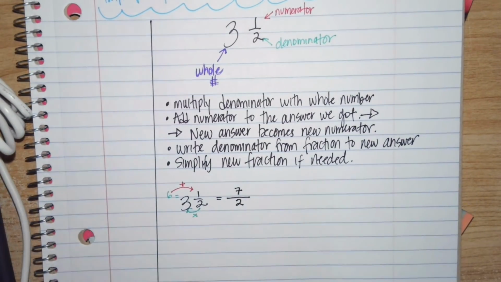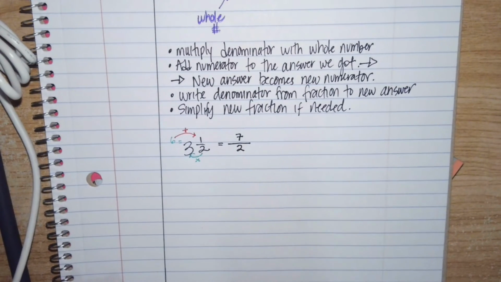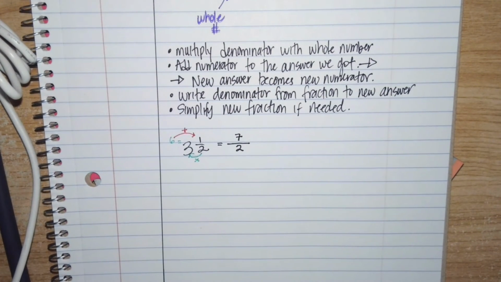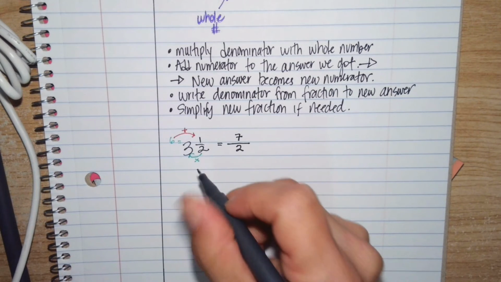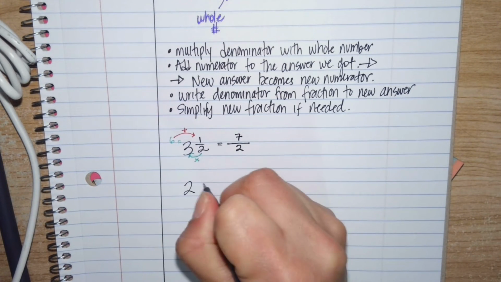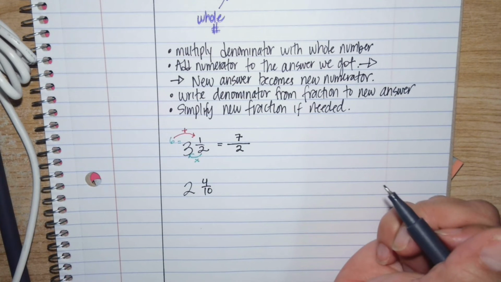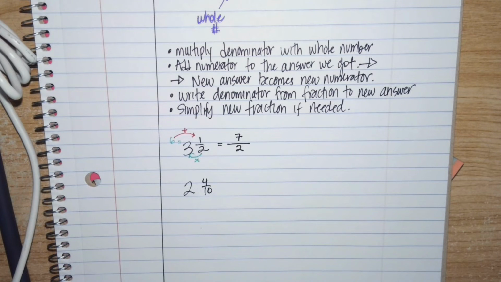Okay, I'm going to give you one more example. Please pause the video when you see the example. I want you to try it out first. Follow the same things that we just did. Simplify if you need to at the end. Alright. Our new example is 2 and 4/10. I want you to convert this mixed number into an improper fraction. Pause the video so that you can do it on your own.